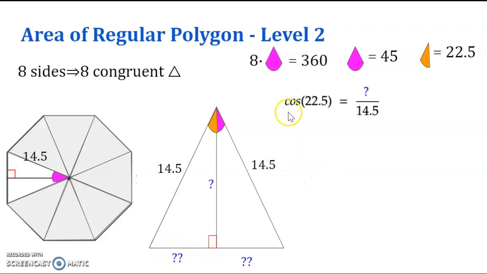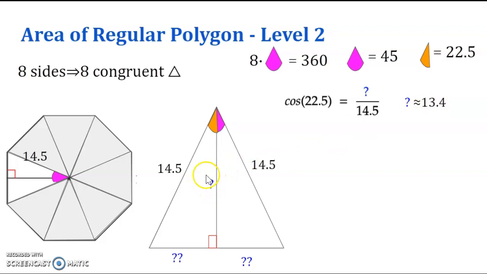We're going to use cosine. Because to figure out the bottom length, this is the angle measure that we know, it's 22.5 degrees, and this is right next to it. So this is the adjacent side, and this is the hypotenuse. So the trig function that deals with adjacent and hypotenuse is cosine. So it's going to be cosine of 22.5 degrees is equal to question mark divided by the hypotenuse, 14.5. And that gives us that the question mark length is 13.4.